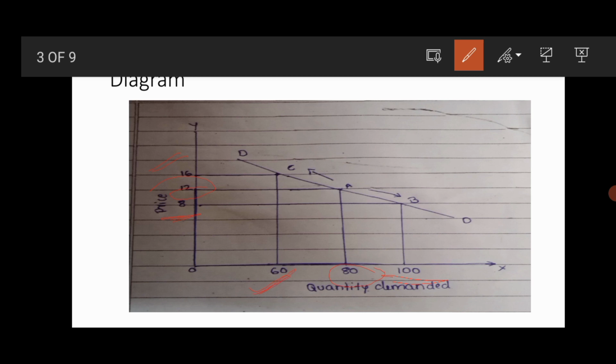So when the price increased to 16, quantity demanded has been reduced to 60. This point is called contraction in demand. And when the price is reduced, there is an increase in the demand, that means there is expansion in demand. So this explains the expansion in demand.